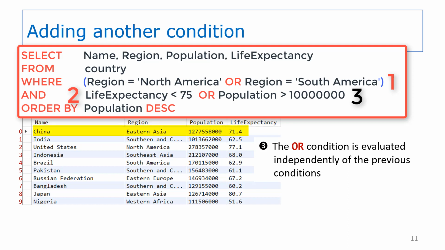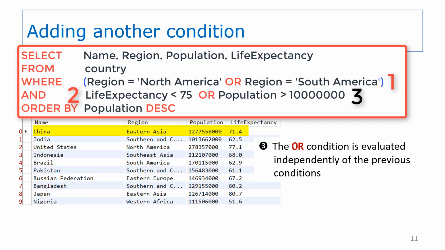On the slide, China is shown as row 0 of the result set. The region for China is Eastern Asia. That is not in the North America or South America region. So the result of the OR test at item 1 is false for China. That false result is then ANDed with the test for life expectancy at item 2 for China. The life expectancy is shown at 71.4, which means that the test for life expectancy less than 75 is true. But that doesn't matter because the first part of the AND test for the region is false, so the result of the AND condition for China is false.